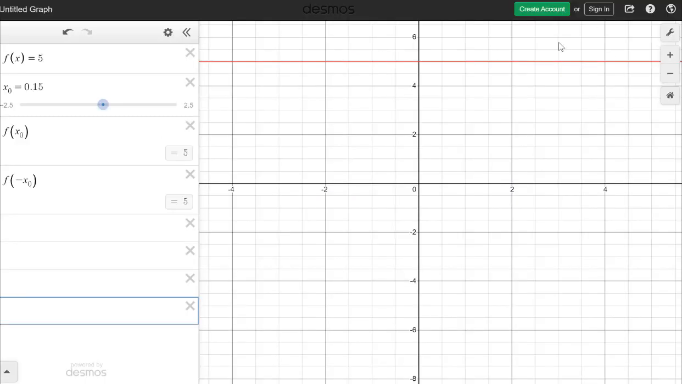Now, we should see that in the graph pretty easily. You can see here that f of x equals 5 is just a horizontal line at y equals 5, and the values are always 5 because that's all the function is, and therefore it's an even function.